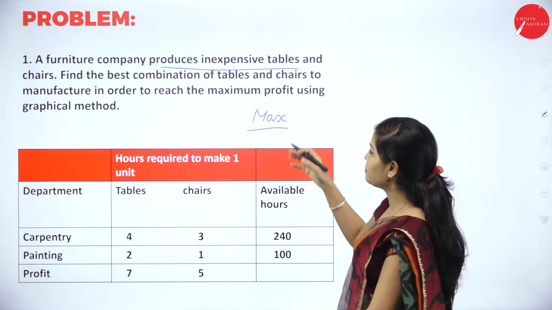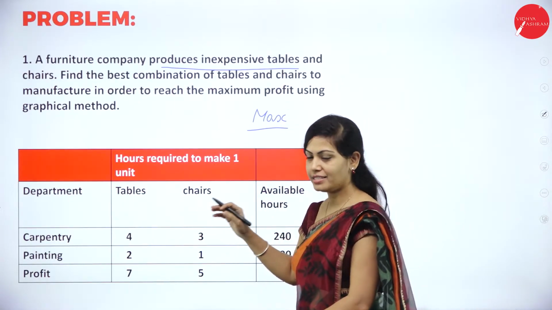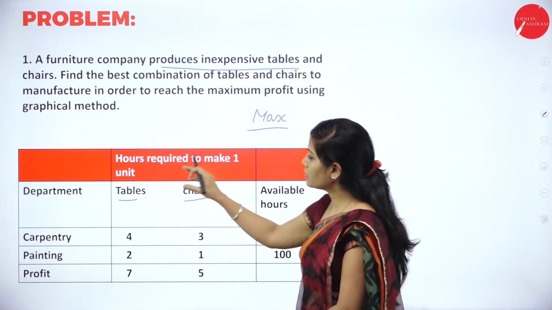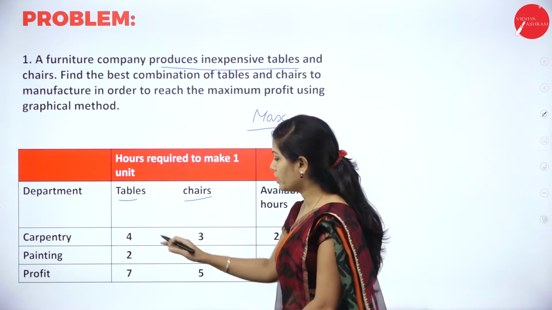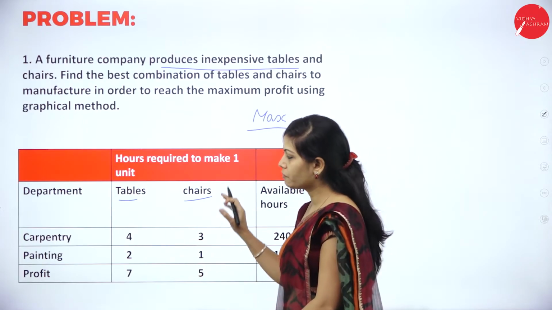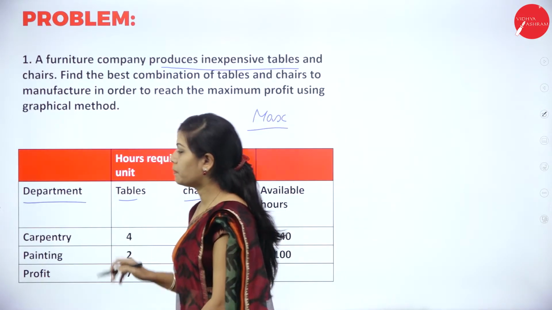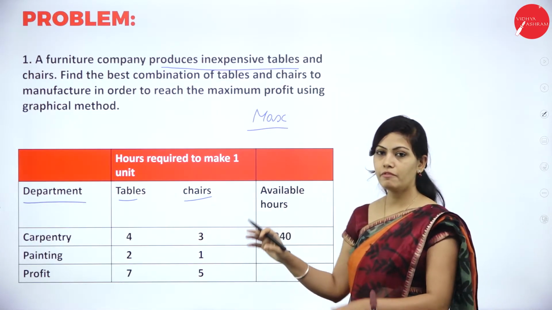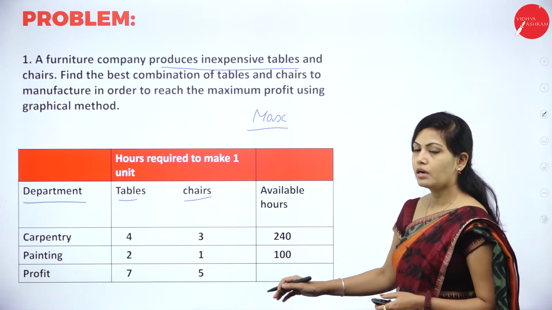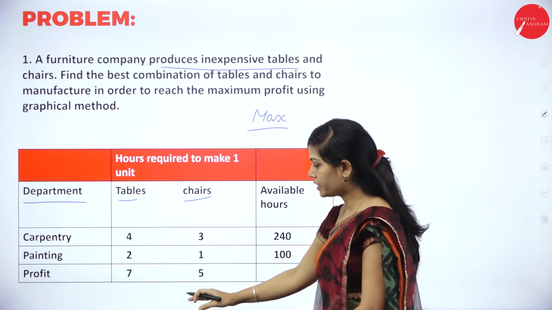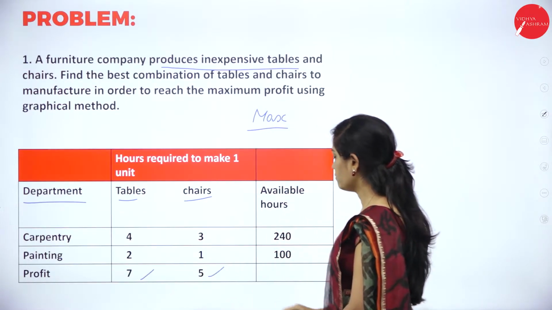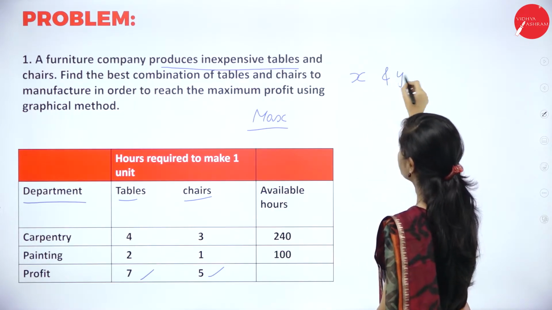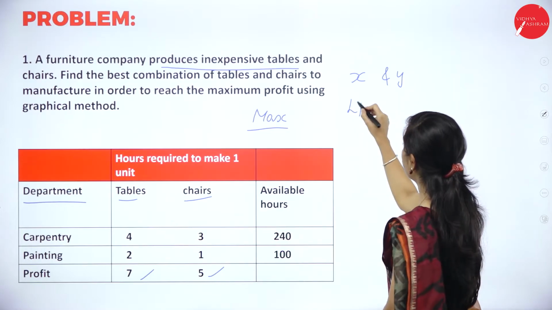A furniture company produces inexpensive tables and chairs. So here we have two products, tables and chairs. What are the hours required to make one unit? Here we have some given data. First write all the given data and the departments. In this question we already have this table, and using this table we can construct the LP model. How to construct the LP model? We have the profit here, 7 and 5. I will use the decision variables X and Y.